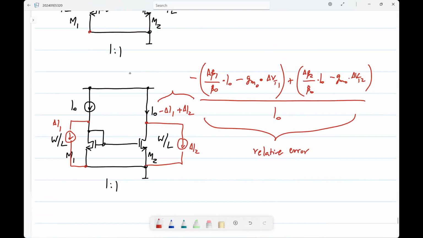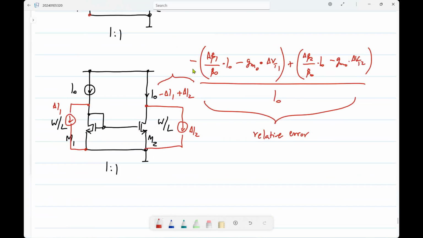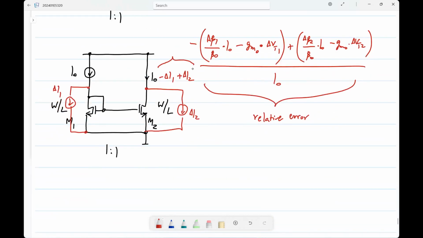It's very easy. I mean, the four terms are uncorrelated from each other. You simply add up the scaled variances from each one. Okay. So what will I get? So the first one would be sigma beta square, and the next one would be GM naught square times I naught square times sigma VT square. Okay. Sigma VT 1 square actually.